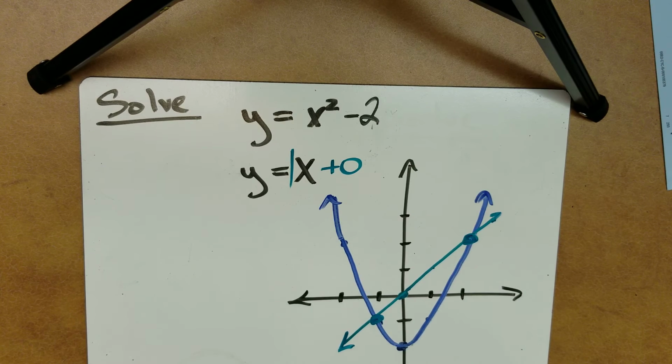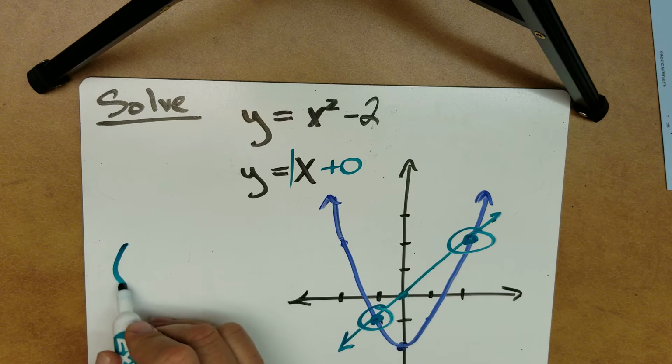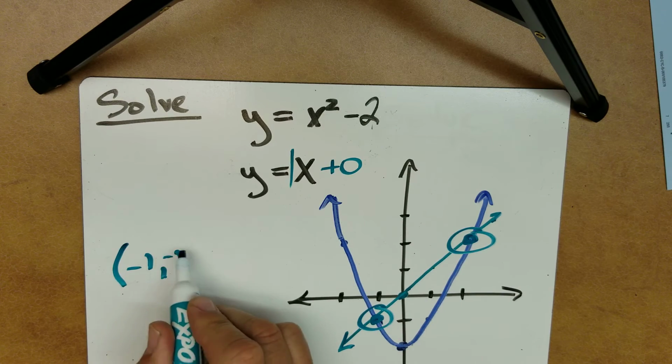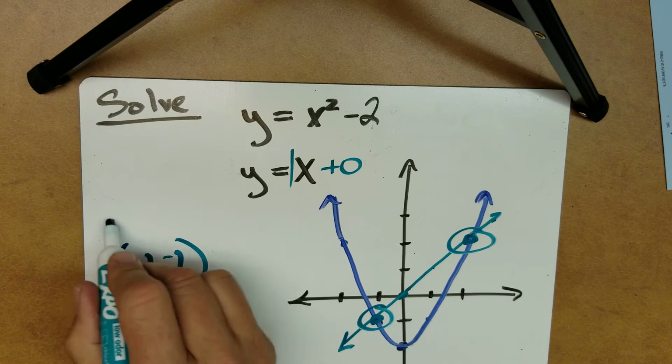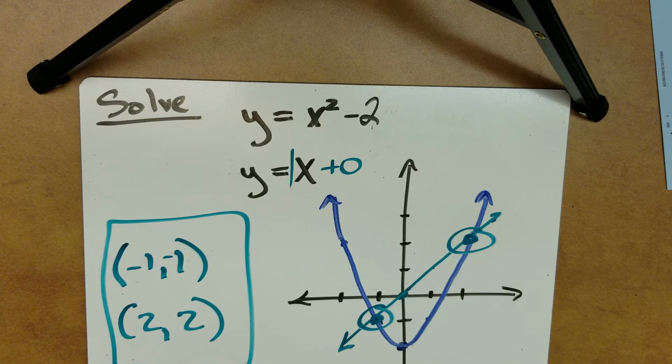So how many solutions do we have? Well, clearly we have 2 right there, right? What's the ordered pair of this one? That is -1 and -1. What's the ordered pair of this one? It's 2 and 2. Boom. Here are my 2 solutions.